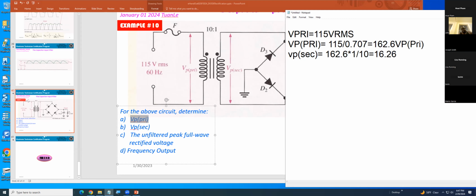That will be the peak. That'll be V peak secondary, right? Right. That's the peak secondary. And what we said, yeah, so that's a step down transformer. And number C, the unfiltered peak full wave rectified.